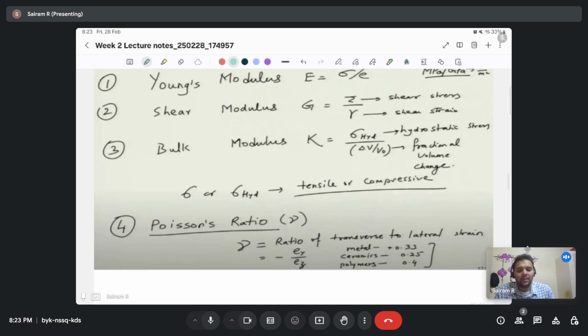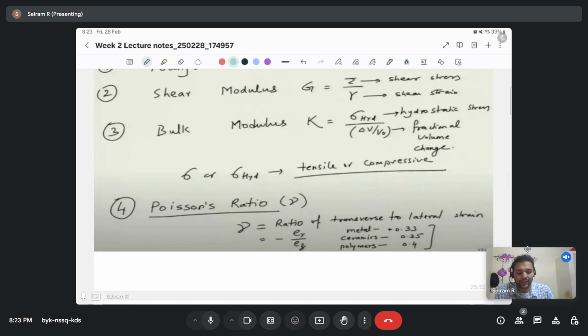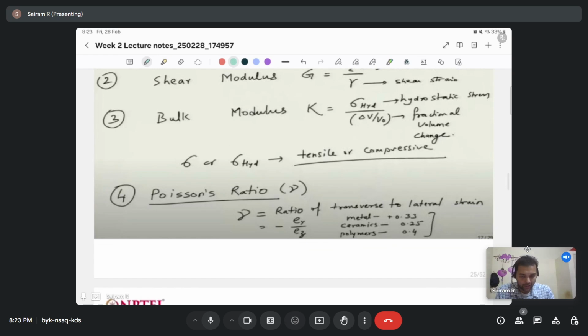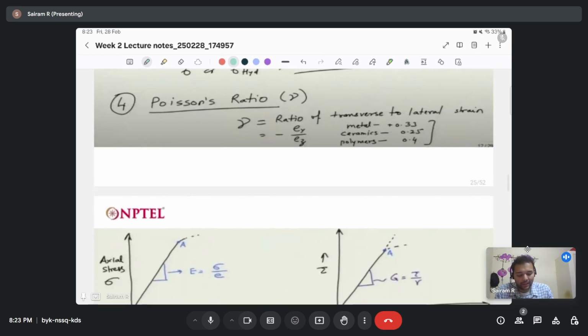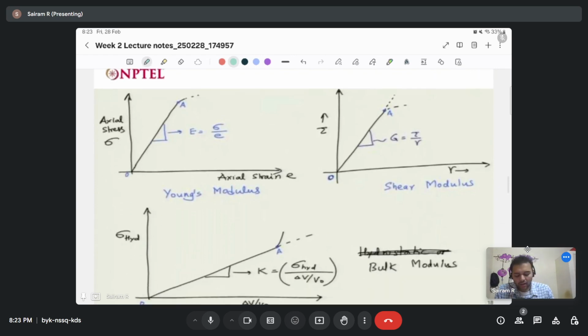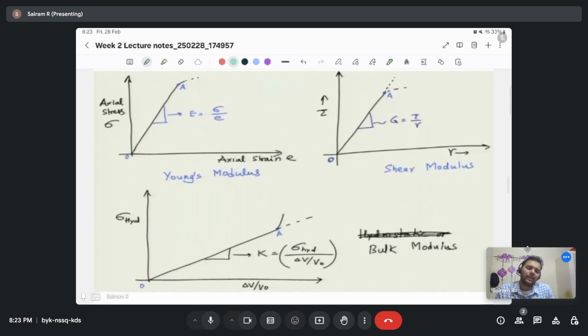The final component, the most important component of all, is the Poisson's ratio, which is represented by nu. Nu is the ratio of the transverse strain to the lateral strain, and is given by minus epsilon y by epsilon z. The general range of this Poisson's ratio seems to be around 0 to 0.5. For metals, it's typically in the order of 0.33, ceramics in the order of 0.25, polymers in the order of 0.4.